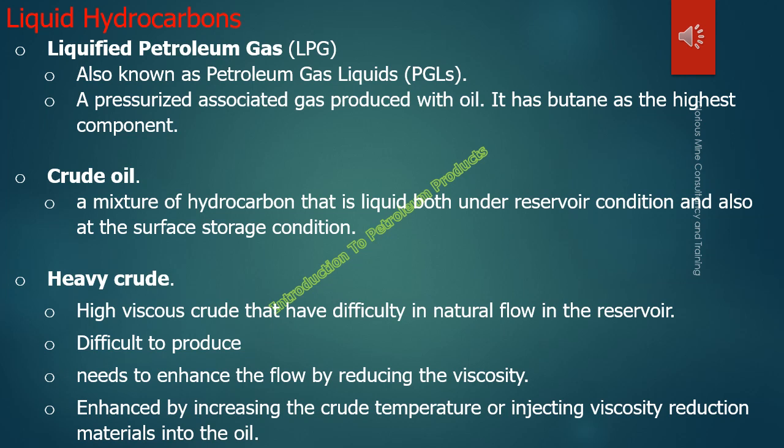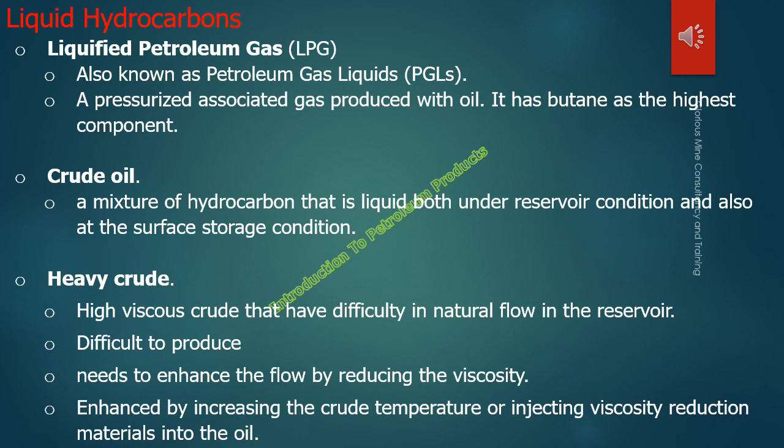For liquid hydrocarbon, we have many types also. This includes 1. Liquefied petroleum gas, LPG, also known as petroleum gas liquids, PGL. This is pressurized associated gas produced with oil. It has butane as the highest component. 2. Crude oil. This is a mixture of hydrocarbon that is liquid both under reservoir condition and also at the surface storage condition. 3. Heavy crude.